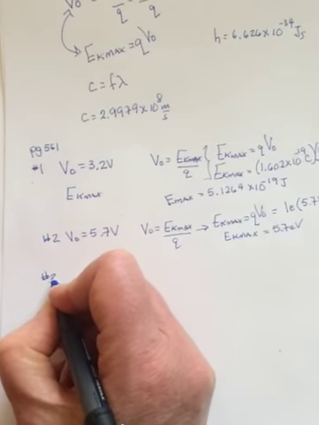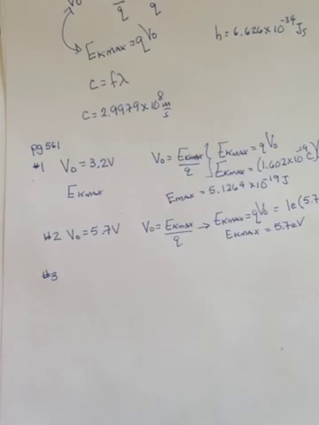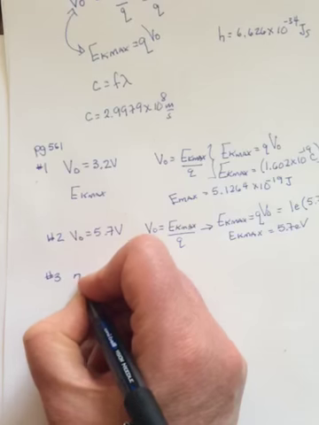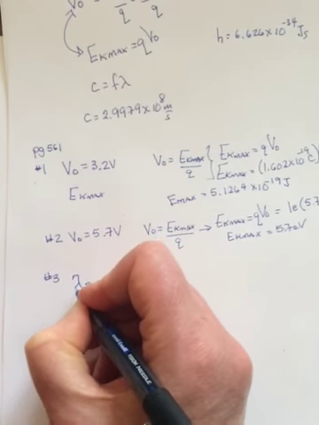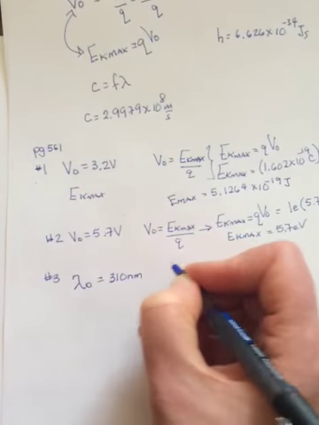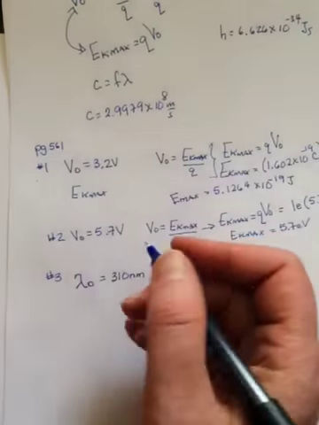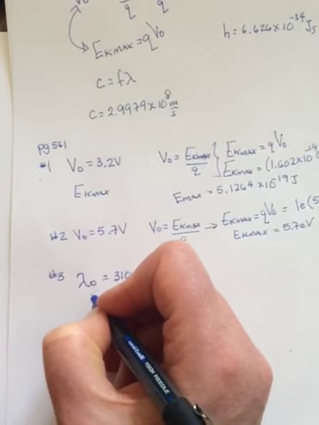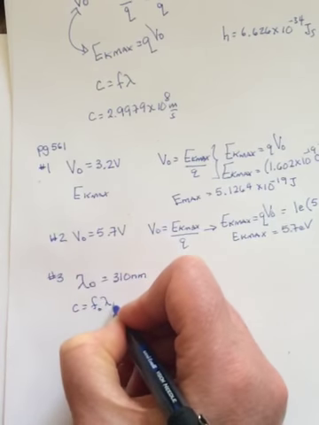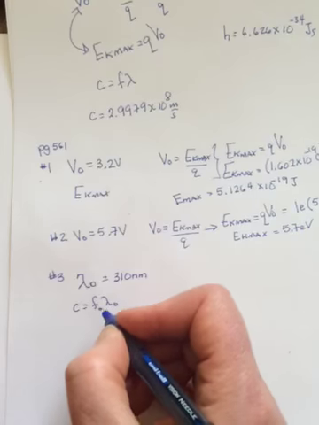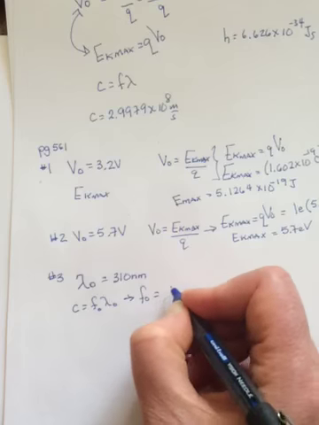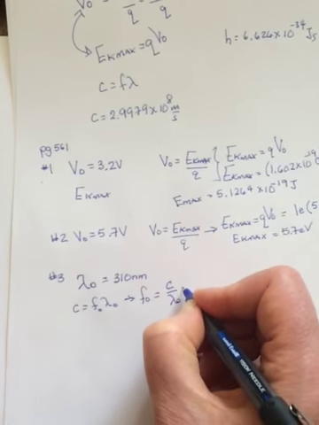Number 3 says, the threshold wavelength of zinc is 310 nanometers. Wavelength, lambda, threshold, so it has to have an O. And it's 310 nanometers, or 310 times 10 to the negative 9. So from that we can find the threshold frequency, because we know C is equal to F lambda. And so C should be equal to FO lambda O. So threshold frequency should be equal to C divided by lambda O.